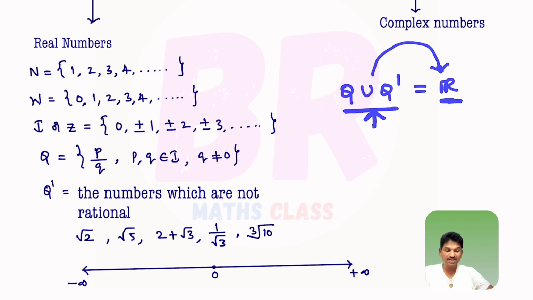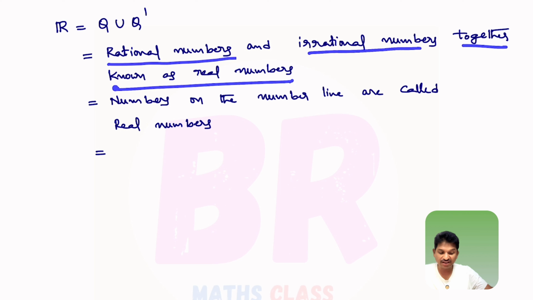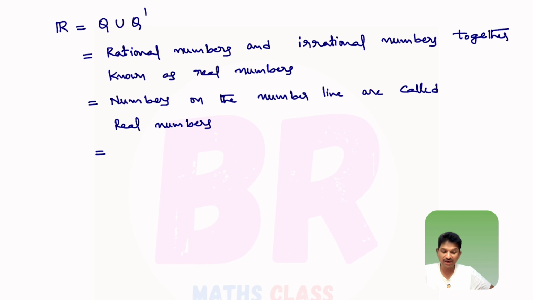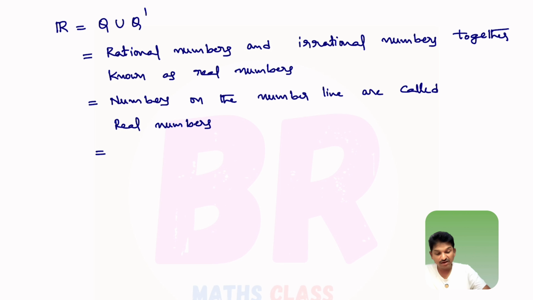How do we represent real numbers? See, what are real numbers? In all these ways you can mention. Union of rational and irrational numbers are known as real numbers. Or you can say like this: rational numbers and irrational numbers together are known as real numbers. Or you can say like this: numbers on the number line are called real numbers. Or real numbers can also be represented in interval form, right? This we will learn in inequalities. About intervals we will learn more clearly in the inequalities chapter.